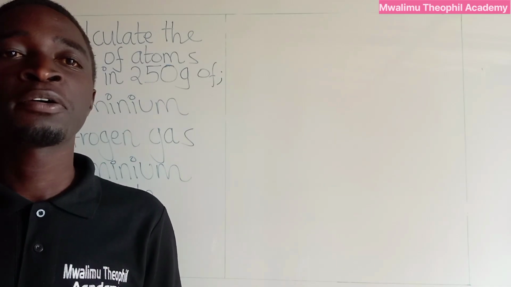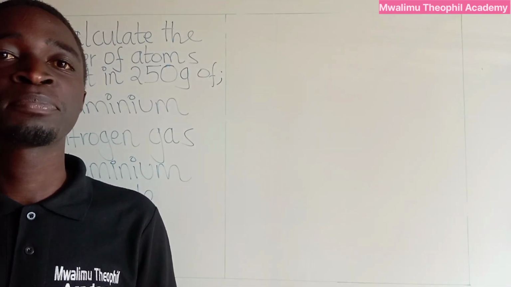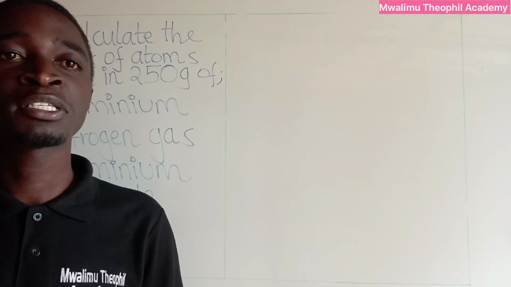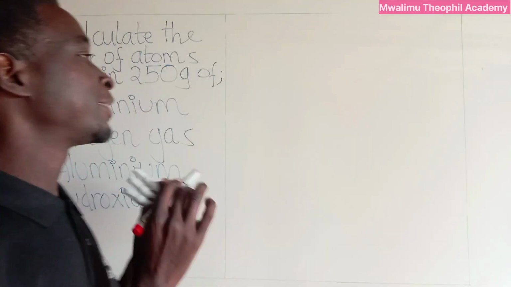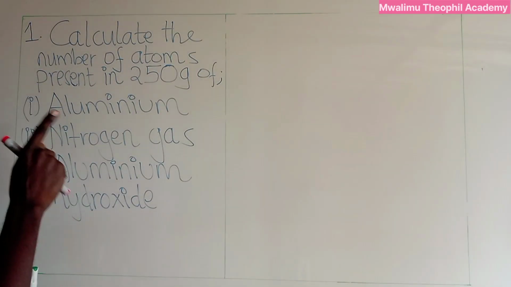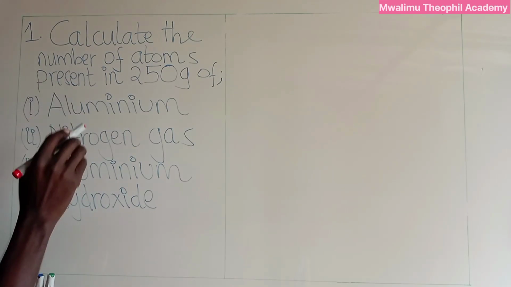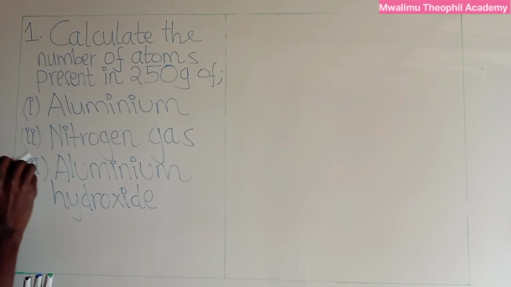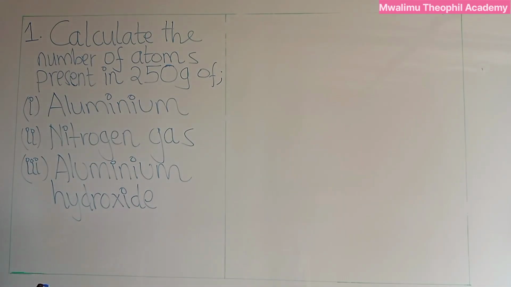In this lesson, you are going to learn how to calculate the number of atoms and the molecules present in a given amount of a substance. Let us start with the first example. It states: calculate the number of atoms present in 250 grams of 1. Aluminium, 2. Nitrogen gas, 3. Aluminium hydroxide. Let us see the solution.